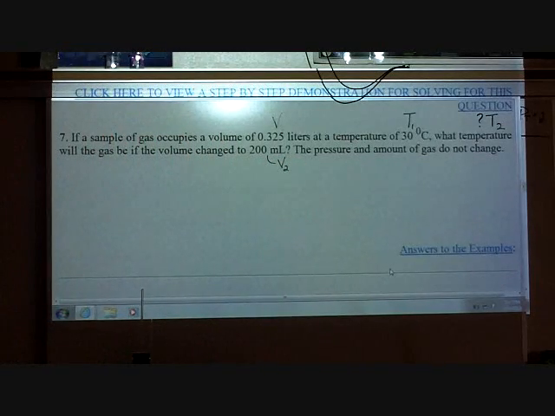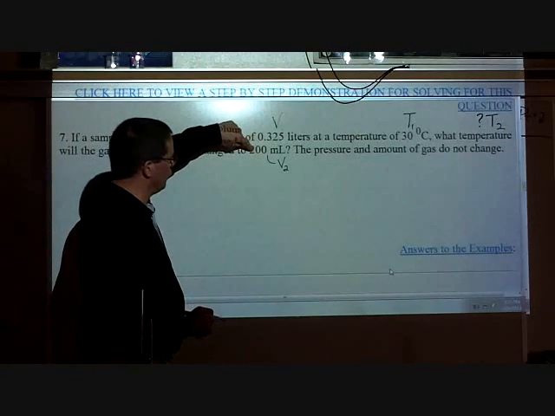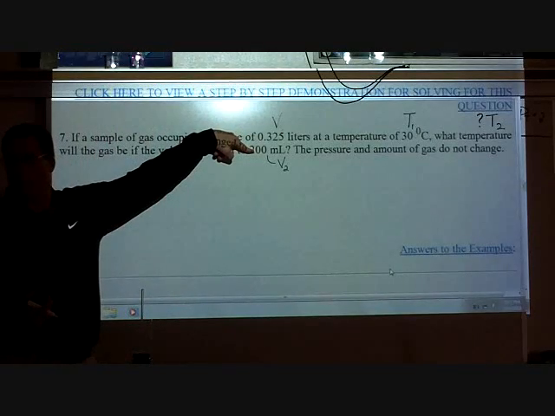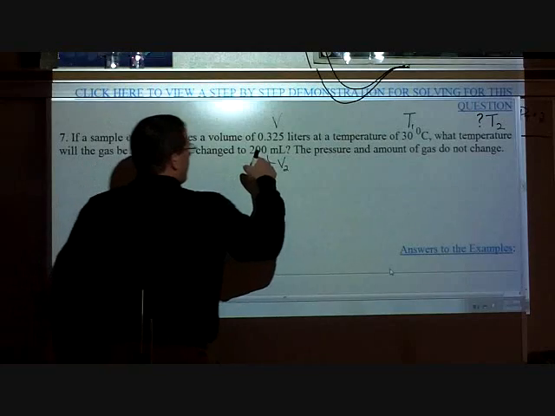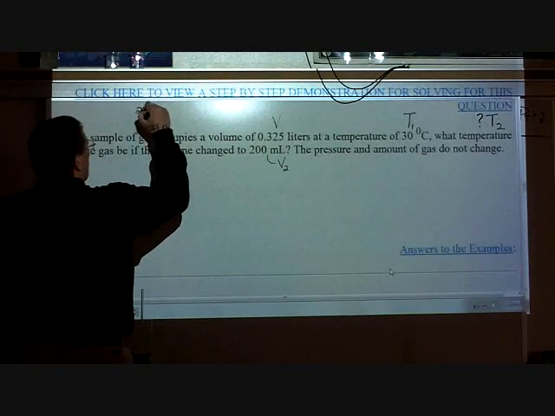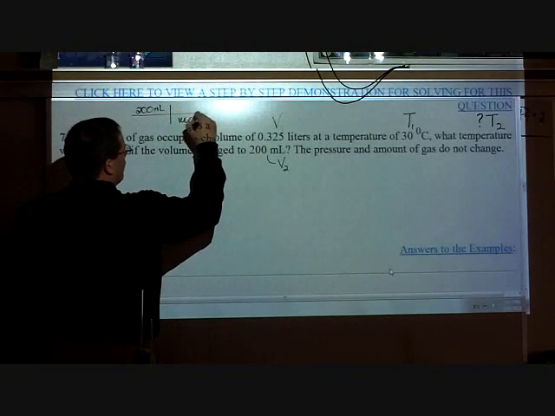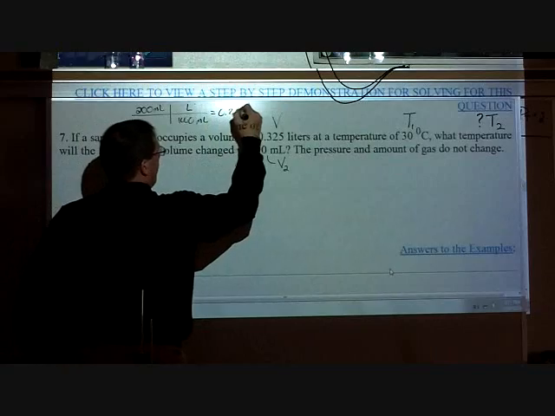Now, looking at this problem, we know that we have a V1, T1 situation, but we do have an interesting situation where we have 0.325 liters and 200 milliliters. We have to have our volumes the same. So do you want to convert to liters or leave it as milliliters? A liter. Okay, we'll go to liters. Now, 200 milliliters, and again, you don't necessarily have to show this, but be sure you know how to do this. So 0.2 liters.